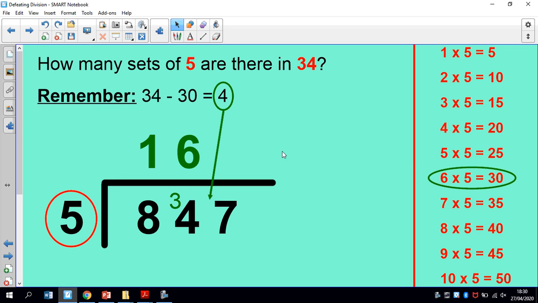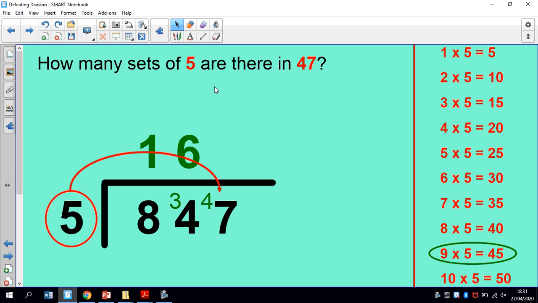However, we still got to remember that we had 34. We could only use 30. We take that away from 34, we're left with 4. That 4 has got to go somewhere, guys. So, of course, we just move it into the next column, changing the value of that digit into 47. And we're on the last step again here. We ask ourselves, though, how many sets of 5 are there in 47? We check our multiplication table. We see that the closest we could probably get is 9 sets of 5, which is 45.